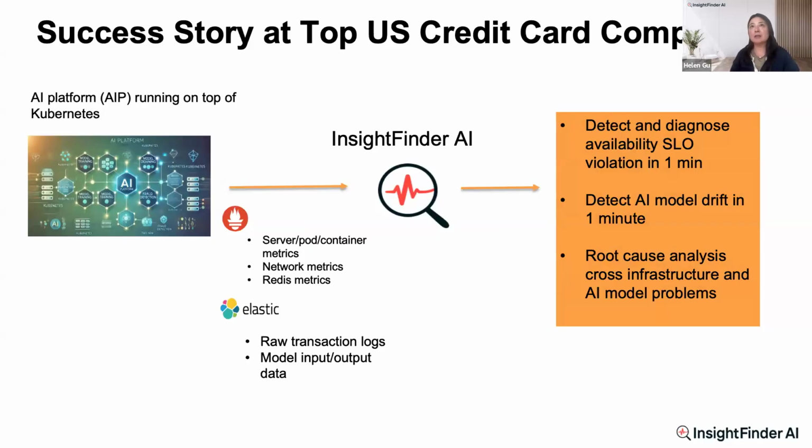When you have fraud detection, if those models have drift, credit card transactions will actually be denied, right? So those are very, very serious problems for them. And we can help them detect model drift and model availability issues within minutes, right? So we provide real-time insights and also help them perform root cause analysis across models and infrastructures. This is a quick look at some of the success stories we have with our customers.